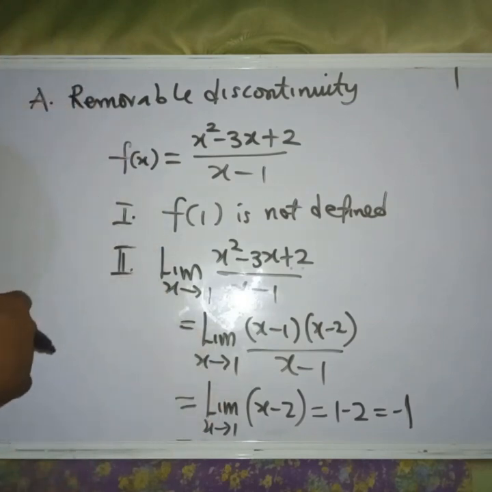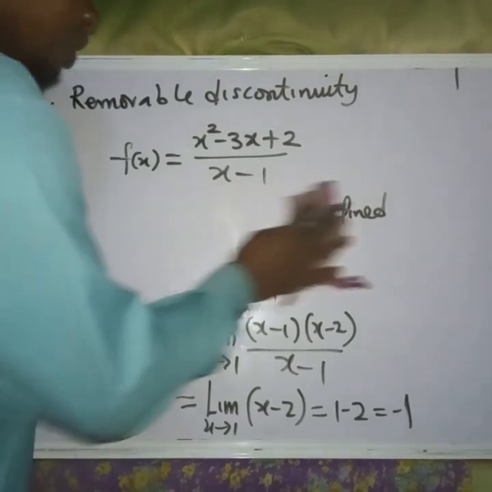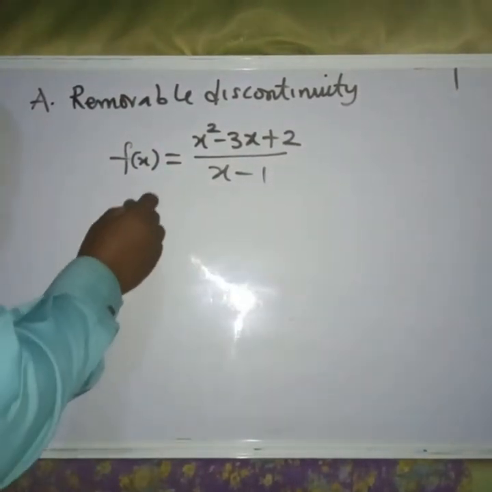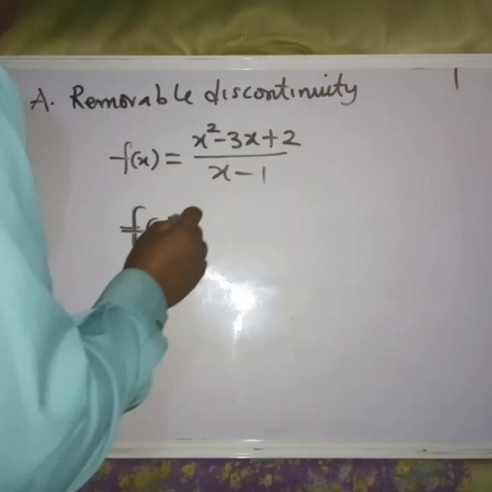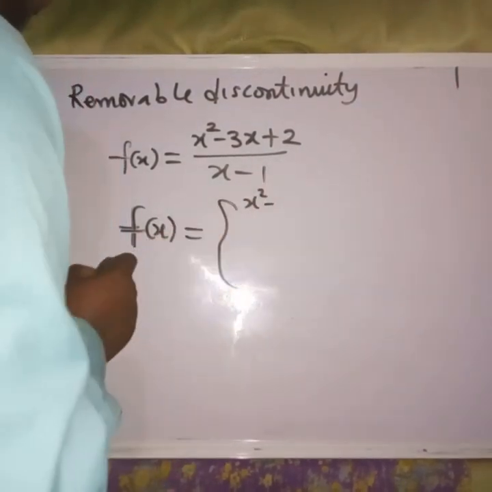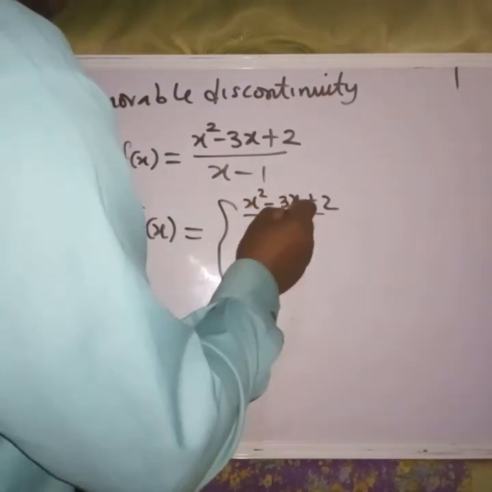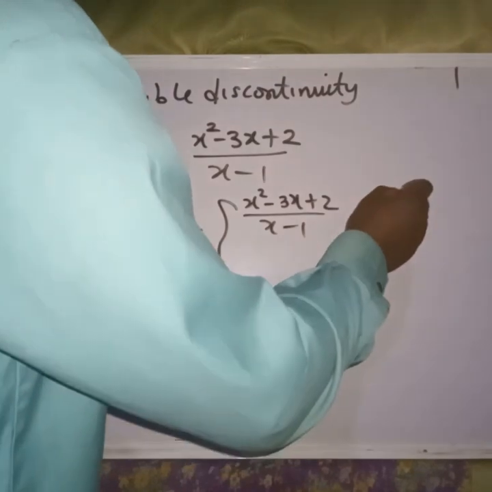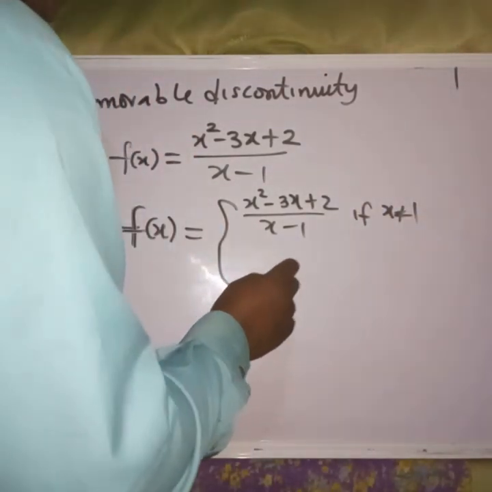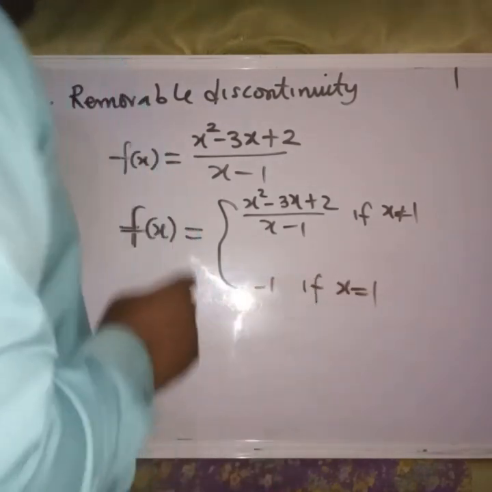What this is telling us is that this function can be written in the form f of x equal to x squared minus 3x plus 2 divided by x minus 1 if x is not equal to 1, and negative 1 if x is equal to 1.